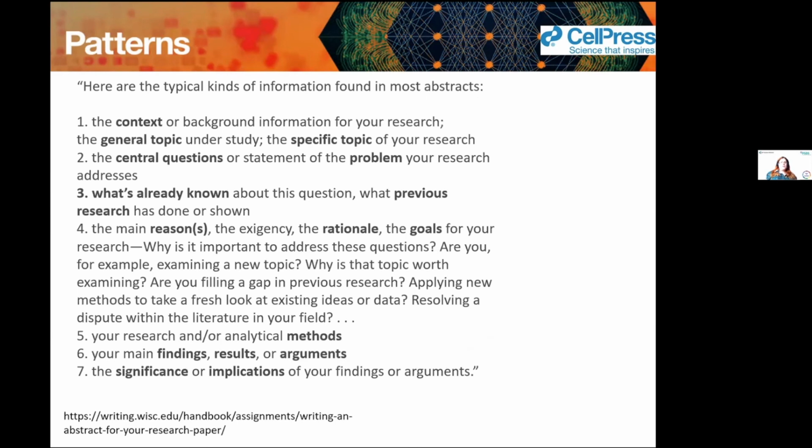So there's the link there at the bottom, writing an abstract for your research paper, and I've borrowed some text from that particular article because I think it was a really good one. Here are the typical kinds of information found in most abstracts, right? So it's the context or background information for your research. What is the general topic that you're studying? What is the specific topic of your research? And then, what are the central questions, or what is the problem that your research addresses?